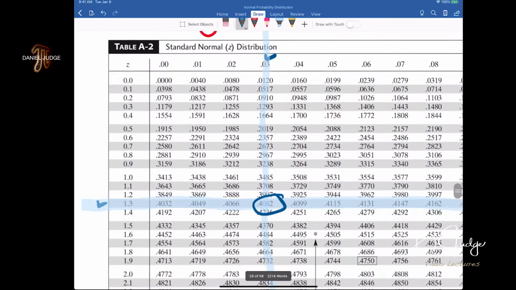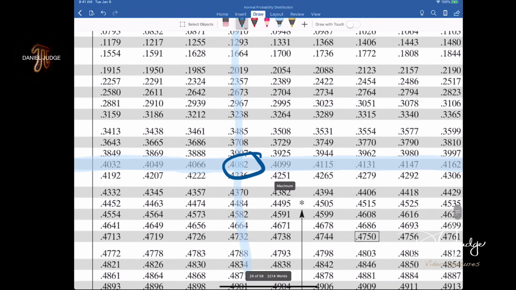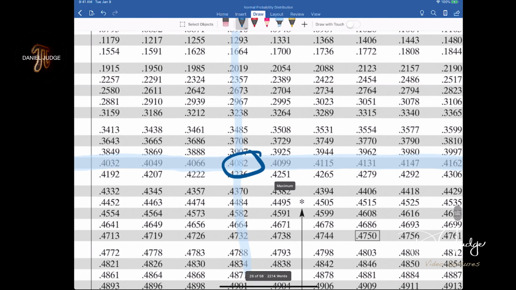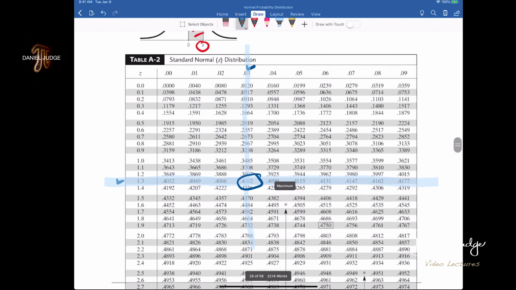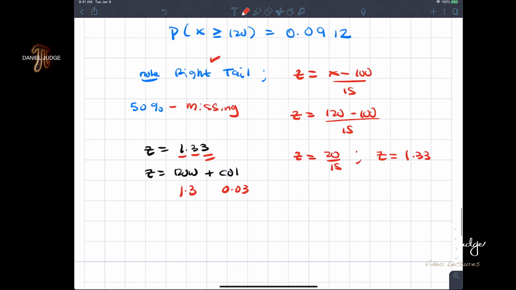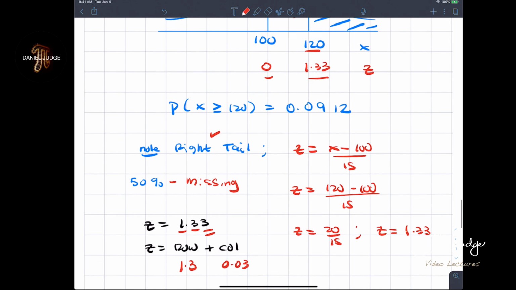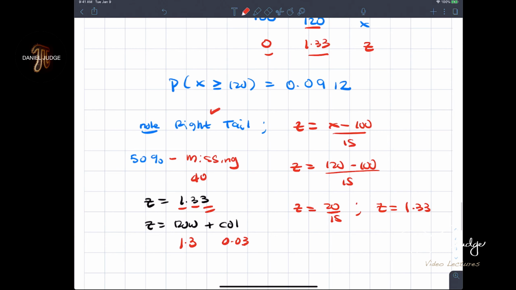So let's see if you guys can see this. Looks like it's 0.4082 here in the table. 0.4082. Okay, so you say, what is this? 0.4082. That's not a percent. I have to use 40.82%. 40.82% is what's missing. That's gone. So I have to subtract 40.82% to get my final answer.